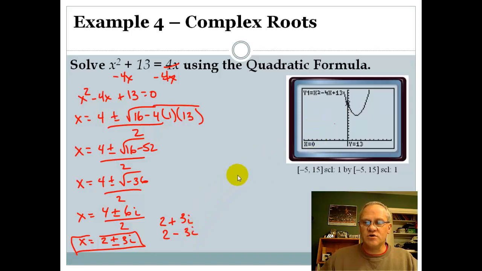Okay, so when you go to graph something like this, before, when we saw this, we said, oh, no solution, or something like that. Now there is a solution, it's just that the numbers are imaginary numbers. So it would look something like that, where this graph will not cross the x-axis when you have complex roots, or in other words, imaginary numbers in there.